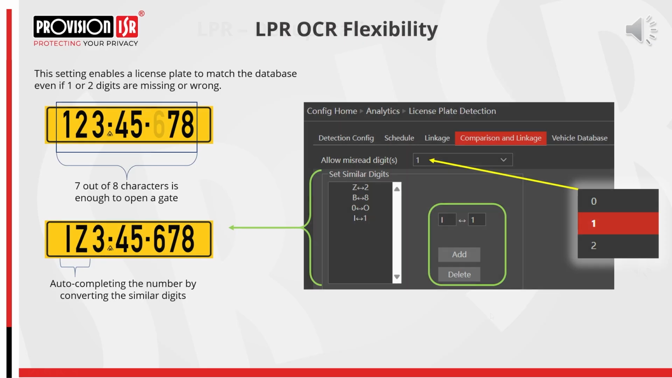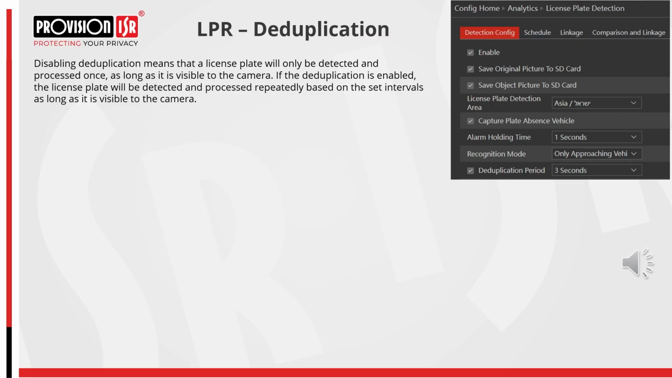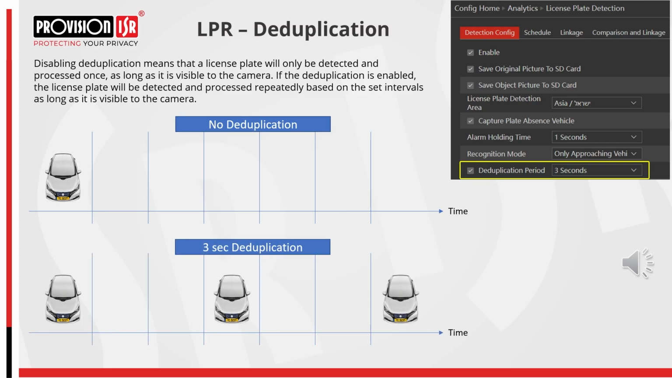LPR deduplication is a mechanism designed to control how often the same license plate is reported while it remains visible to the camera. When deduplication is disabled, the camera detects and processes the same license plate continuously for as long as it stays in the scene. When deduplication is enabled, the camera reports the same license plate only once within a defined time interval, for example, every 3 seconds. As long as the plate remains visible, additional detections are suppressed until the deduplication period expires. If the plate disappears from view and is detected again later, it is treated as a new event.